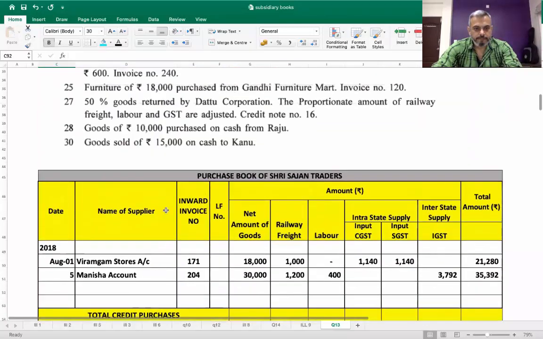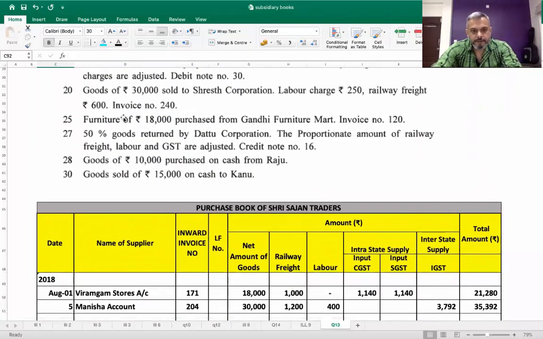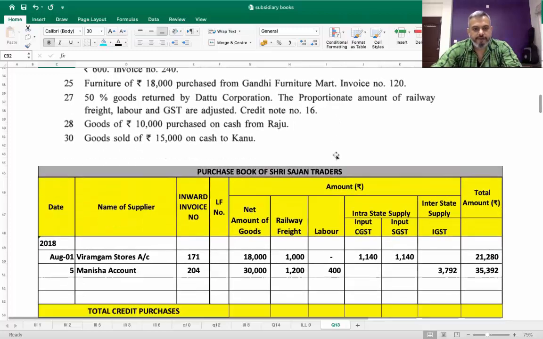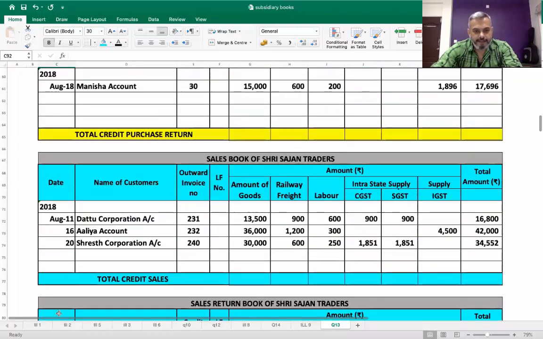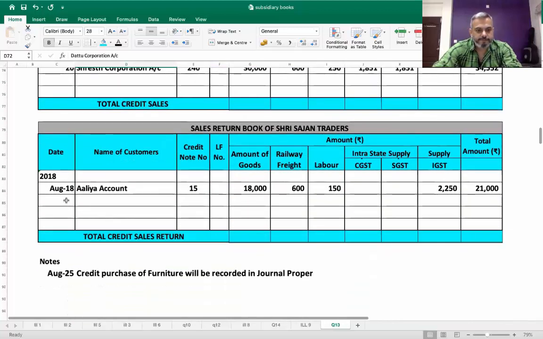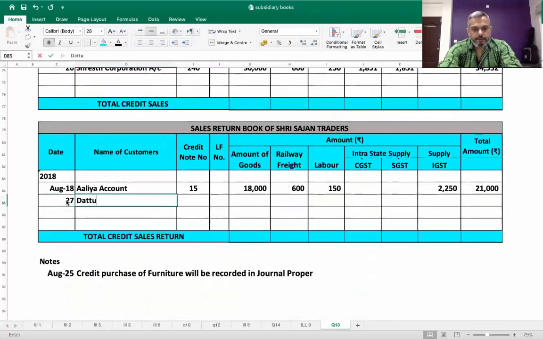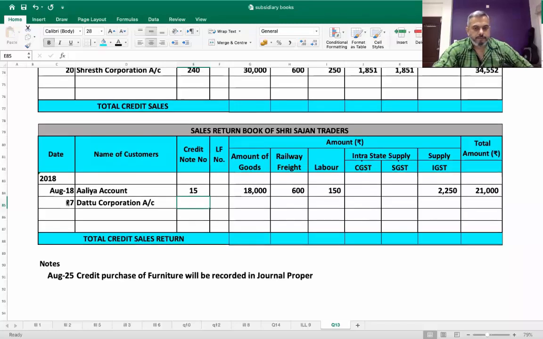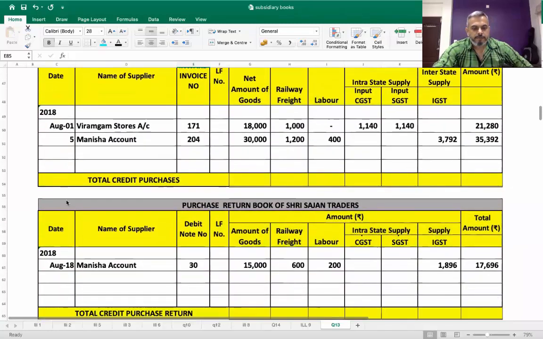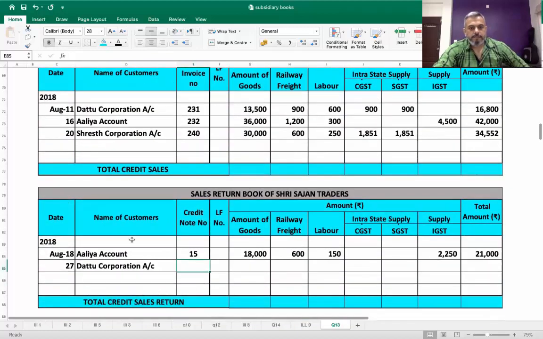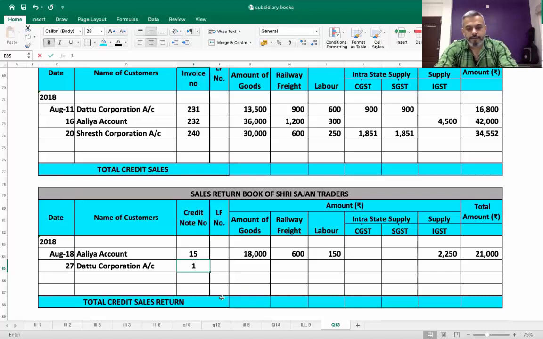27. 50% goods returned by Dattu Corporation, proportionate amount of railway freight, labor and GST are adjusted. Credit note number 16. So 50% of what we sold to Dattu, he returned. Date is 27. Sales return. Dattu Corporation account. Credit note number 16.